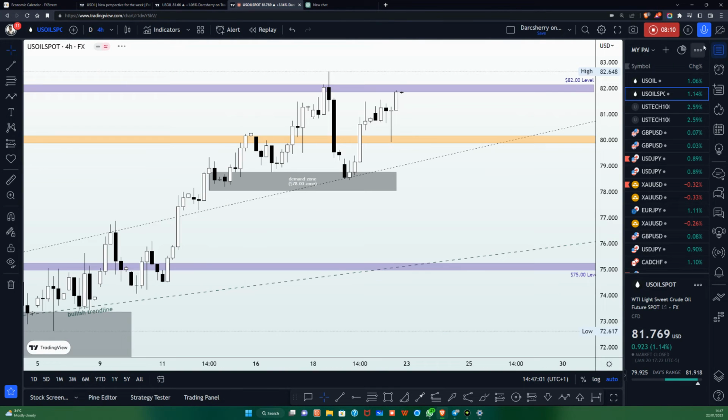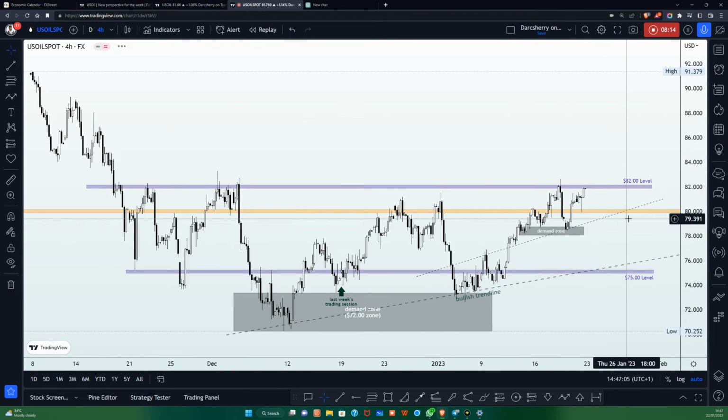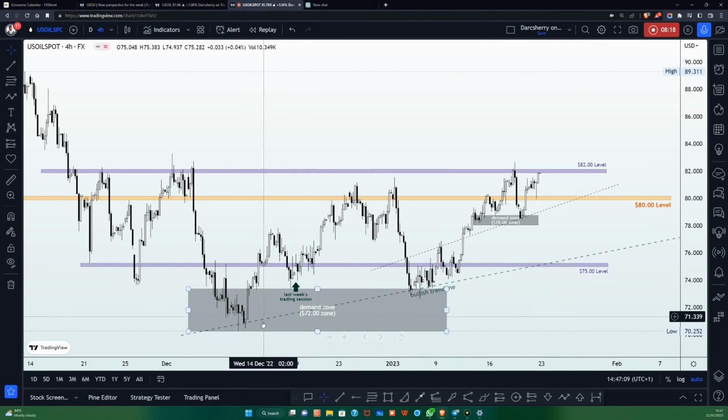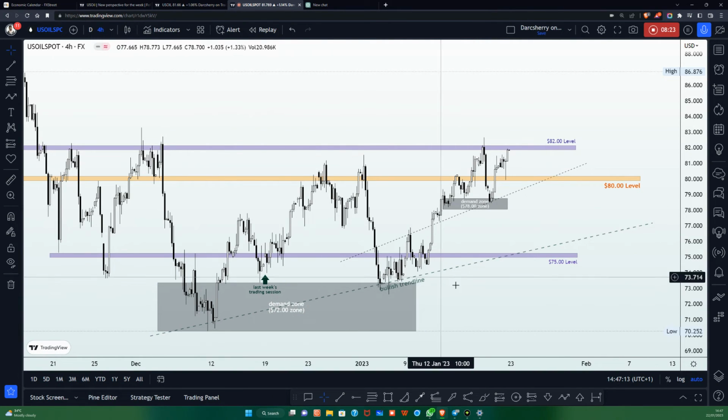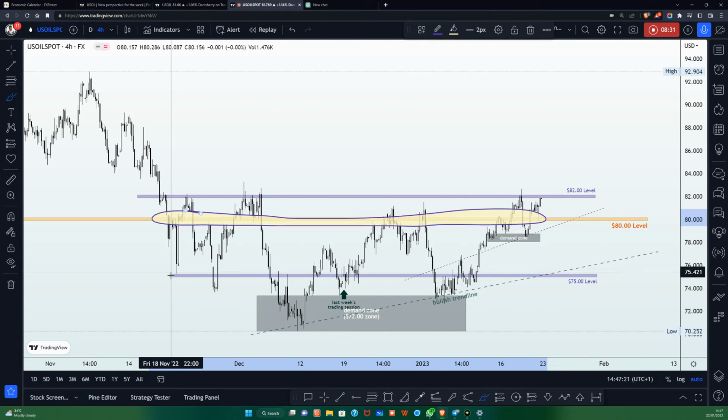And here we are on the 4 hours time frame. So that is the demand zone initially at the $72 area. Then we have a bullish trend line here, and that is the very important key level at the $80 level, which we identified on the daily time frame.